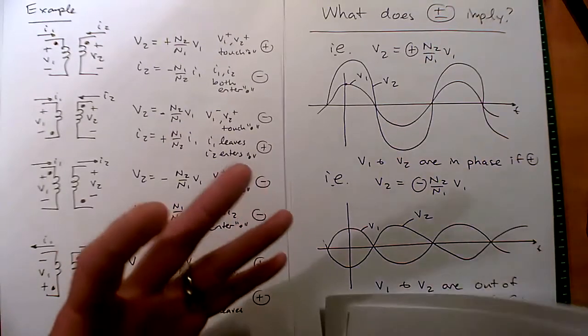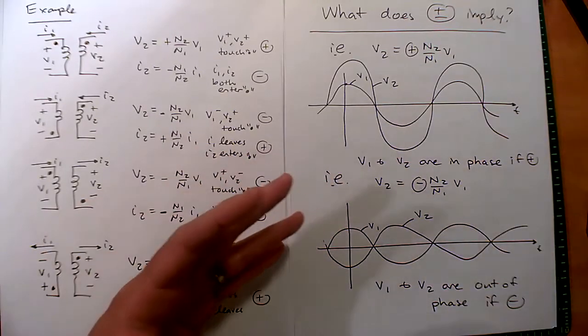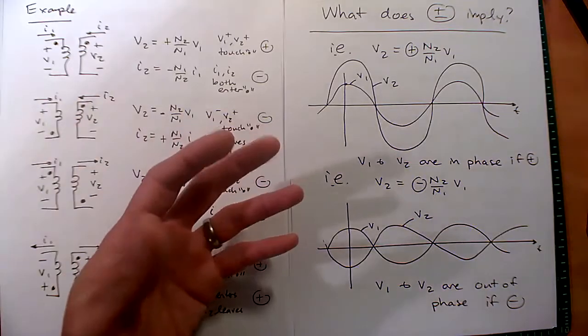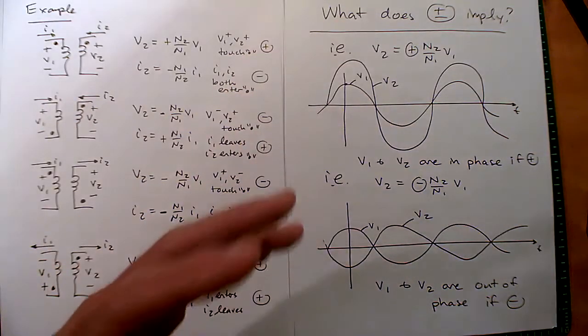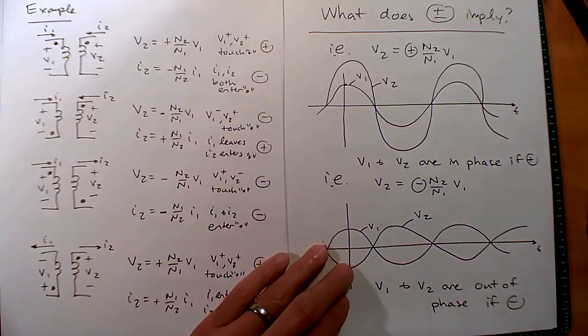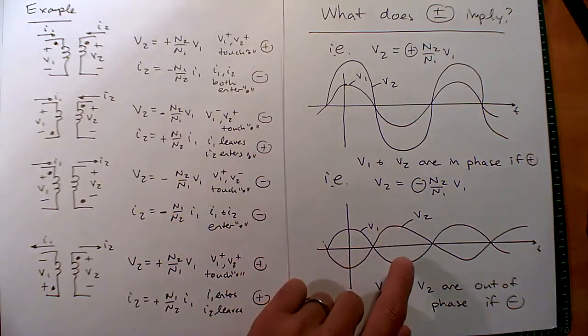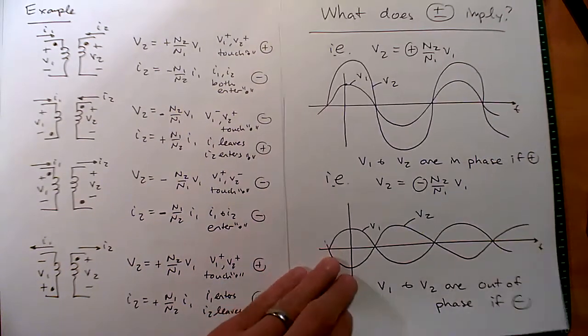Now, it's important to get this right, especially if you're paralleling transformers or connecting things to them. If you don't have this positive and negative phase correct, you can blow things up, because you could be sending a positive current when it should be negative and vice versa.